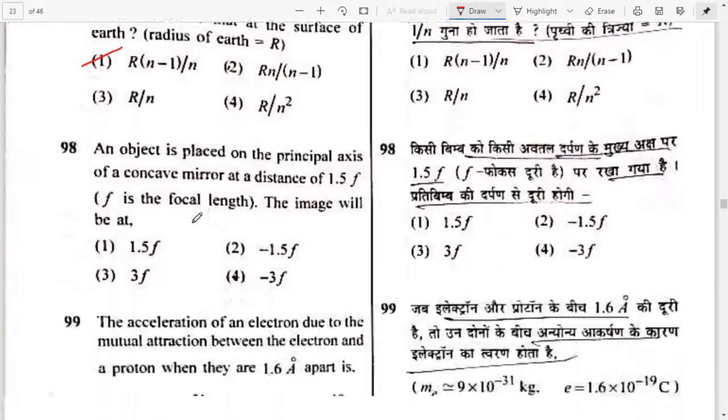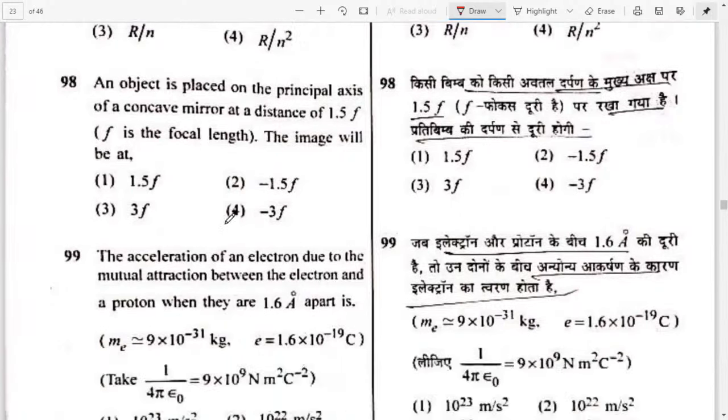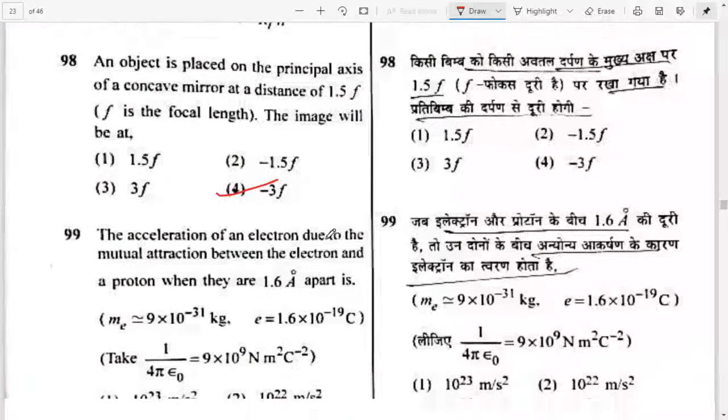Next, question number 98. An object is placed on the principal axis of a concave mirror at a distance of 1.5 f. F is the focal length. The image will be at minus 3f. Option number 4 is the correct option, students.